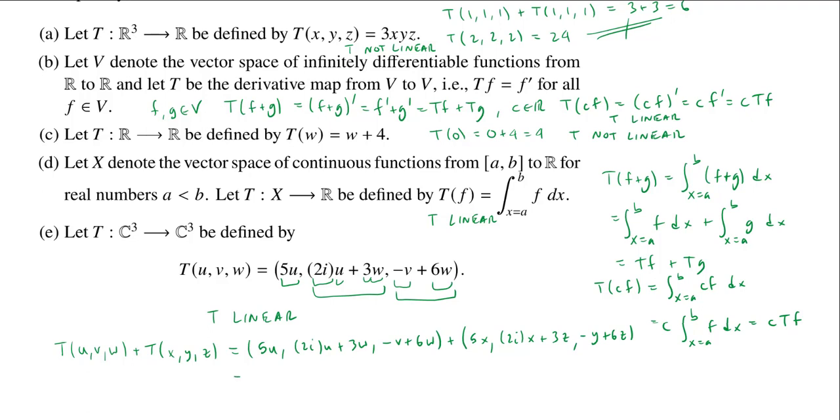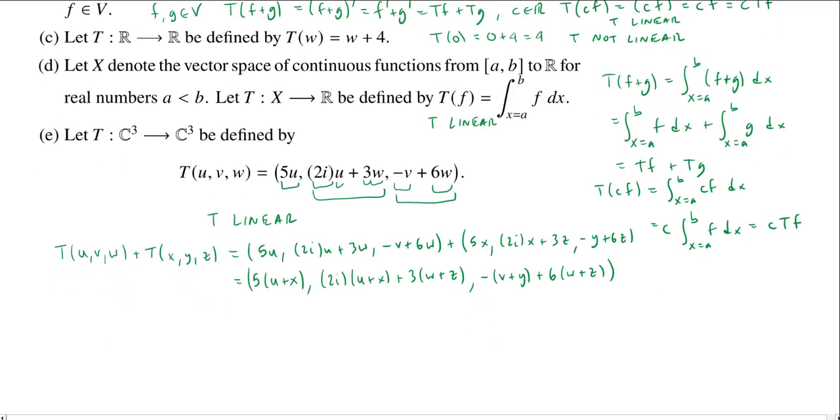Okay, I can put these together, and I'm going to get 5u plus 5x, but let me just factor the 5 out, right? I'll get 5 times (u plus x). Then I'll have 2iu plus 3w and 2ix plus 3z. When I add those together, I'll again factor out the 2i. So I'll get 2i times (u plus x) plus, okay, now I have 3w and 3z, so let's factor out the 3. I'll get 3 times (w plus z). Then I have negative v and negative y. Well, that's just negative (v plus y). And then I have 6w and 6z. I'll factor out the 6 to get 6 times (w plus z).